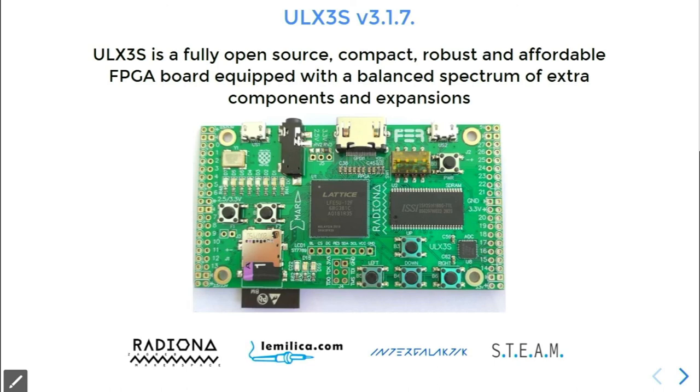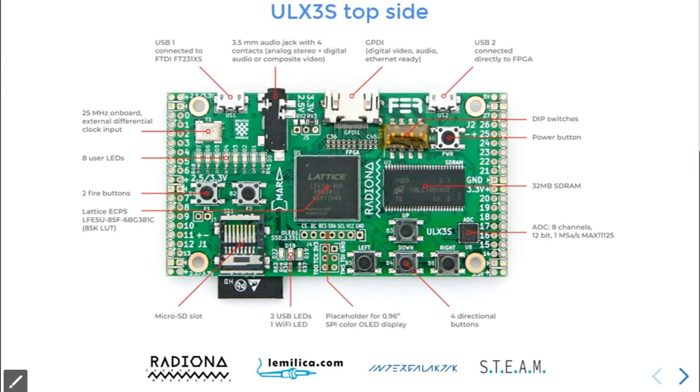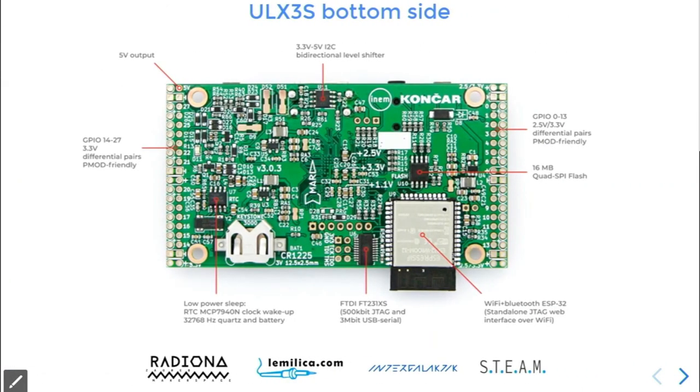On the top right side of the header, there is also 5 volt input output, so you can provide 5 volts over that connector or use USB and have 5 volts out for external peripheral devices. Just a quick overview of the front side of the board and the back side.